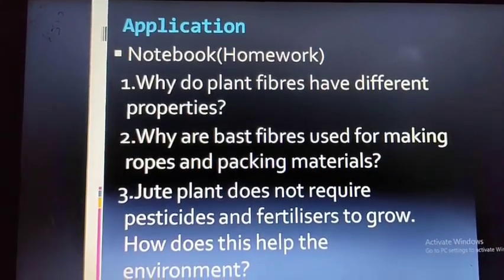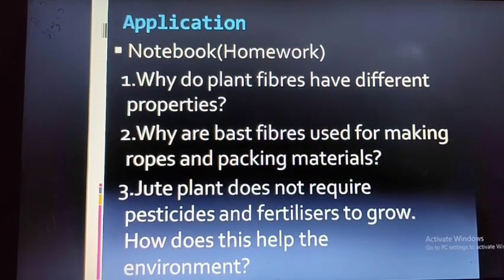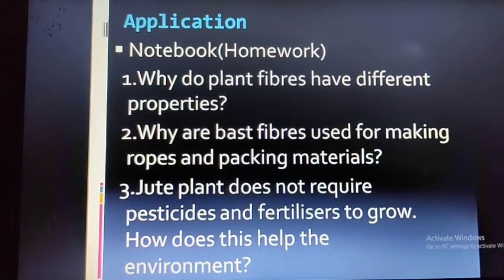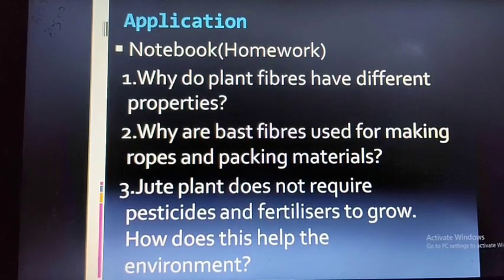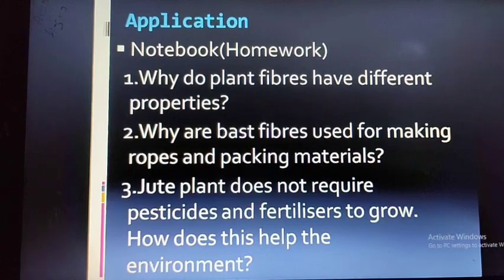Now come to the application part. Students, you have to do this homework in your notebook. Let's discuss the questions. Why do plant fibers have different properties? So plant fibers have different properties because they are obtained from different parts of the plant.